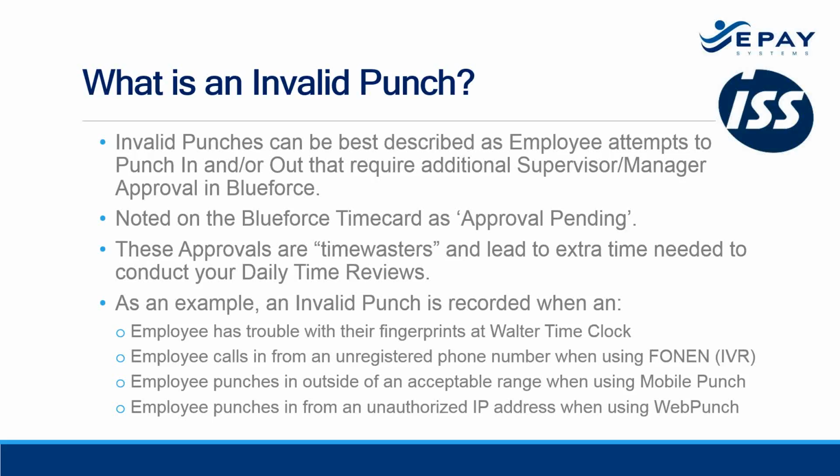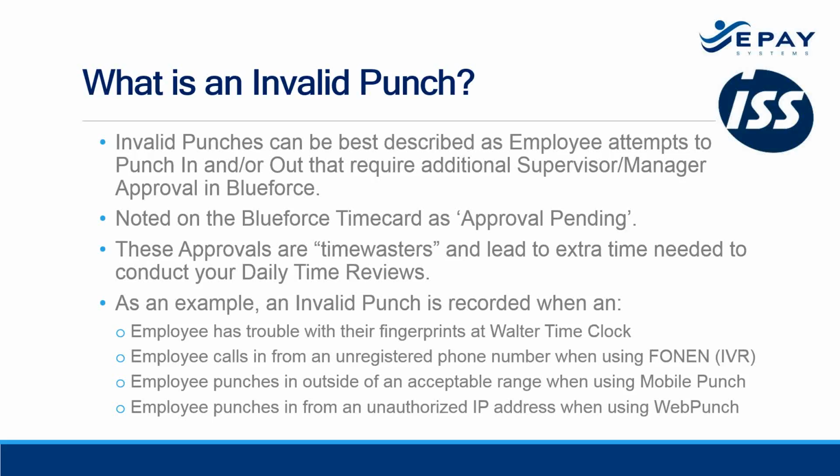That way we catch those missed punches. That way we catch any scenarios where we have these invalid punches. Now, as an example, an invalid punch is recorded when an employee has trouble with a fingerprint on the Walter time clock. So those on the phone call who use the Walters are already familiar that the time clock is going to allow you to fail 3 times, and then it's going to say, you know what, I'm going to accept your punch.